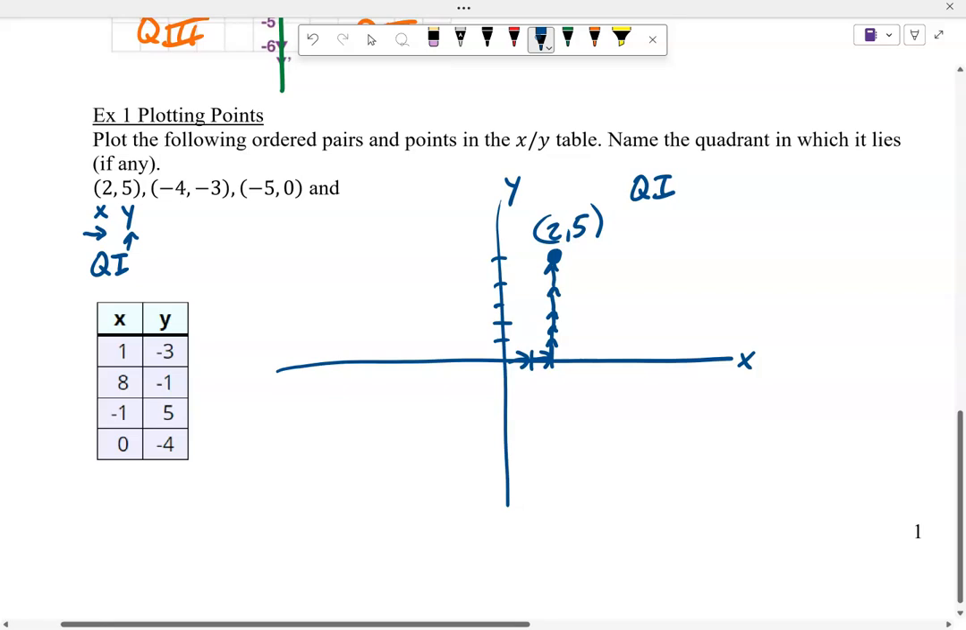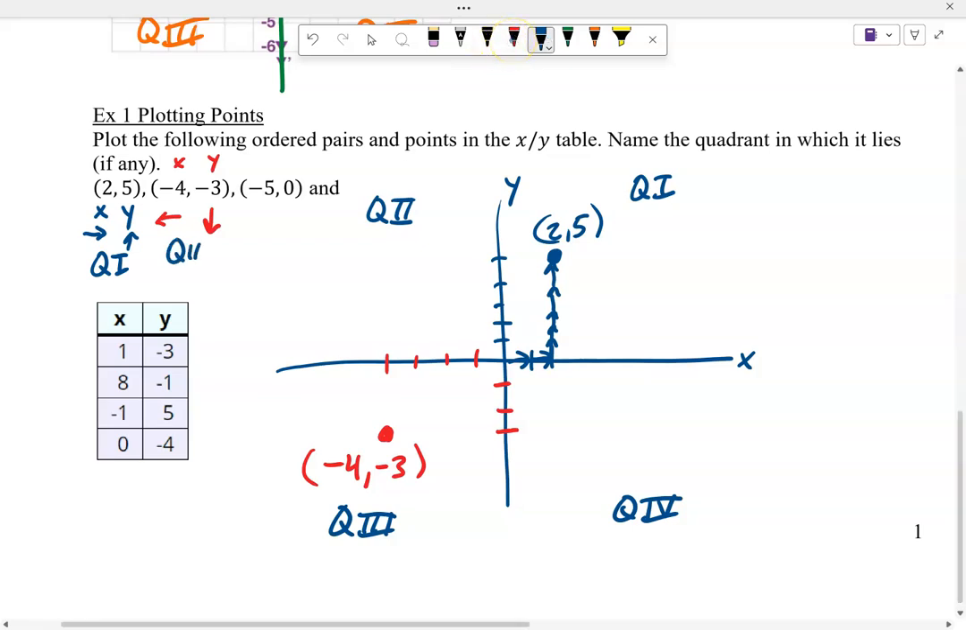Okay. Now let's do the next one, -4, -3. So here's my x, here's my y. The -4, that's right or left? Well, since it's a -4, I'm going to go left from the origin. And then I have a -3. That's my up or down. Since it's a -3, I'm going to go down. So from the origin, I'm going to go left 1, 2, 3, 4, and then I'm going to go down 3. Left 4, down 3 puts me right there. There's -4, -3. What quadrant is that in? Well, that's in quadrant 3.